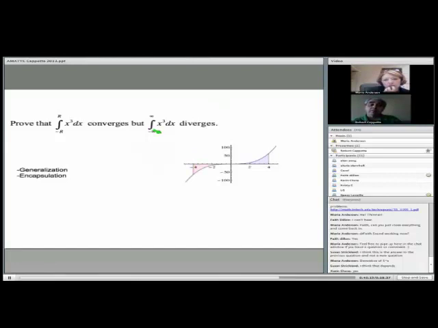But if we're going to go ahead and do this integral from minus infinity to infinity, what's happening there? Well, we know that both pieces have to converge. From zero to infinity has to converge. Negative infinity to zero has to converge. They do not. So this sort of forces us to have a conversation about what it means for an integral to converge. What does it mean for an integral to diverge? This is counterintuitive. This bothers a lot of people.